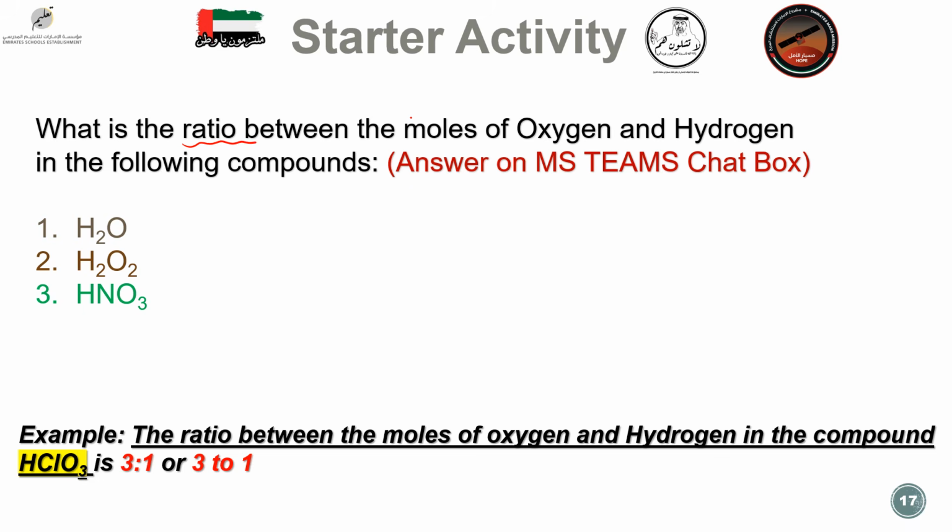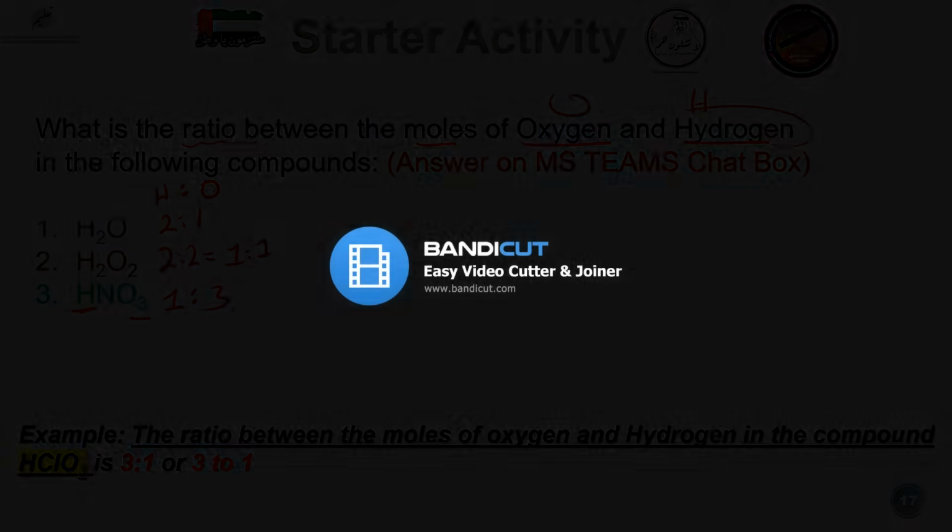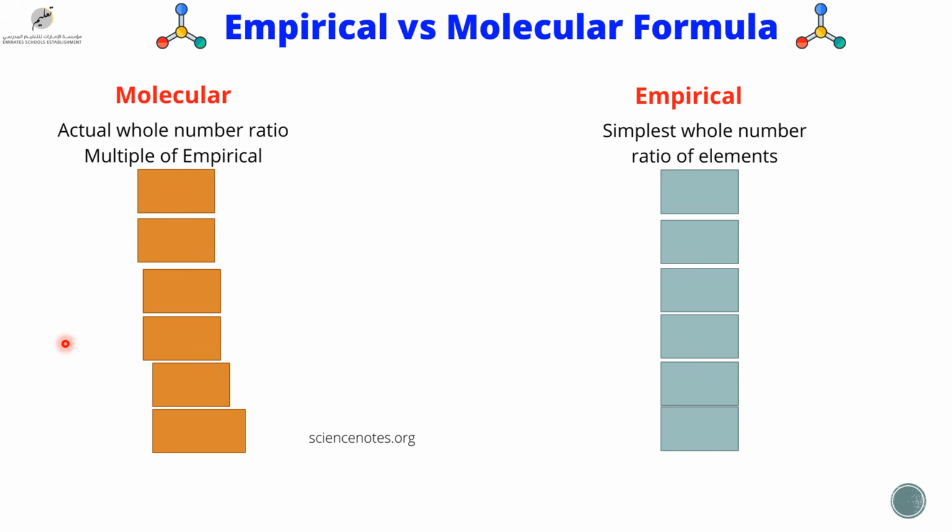Going through the mole ratio between oxygen and hydrogen, so O and H in each of these compounds. The ratio here is going to be 2 to 1. So here the ratio of H to oxygen, here it will be 2 to 2, meaning 1 to 1. Here it will be 1 to 3 because we have 1 H and 3 O. Okay? So now I'm going to give you the molecular formula and I want you to find the empirical formula, okay?